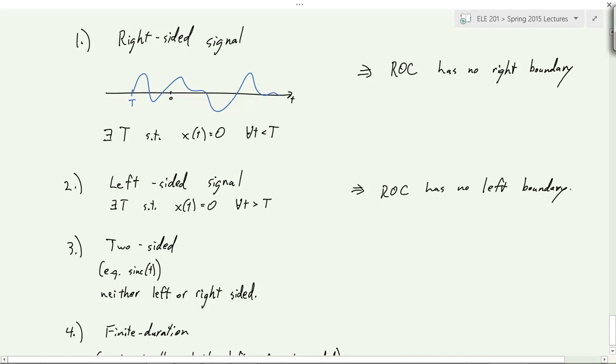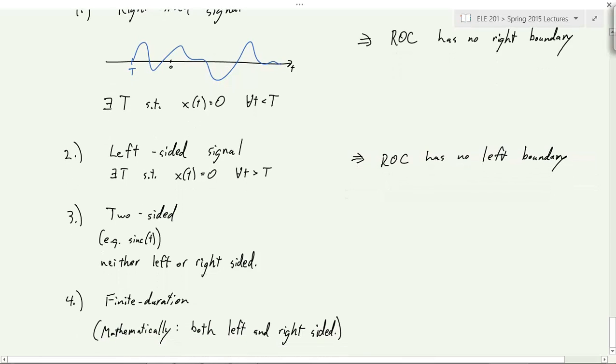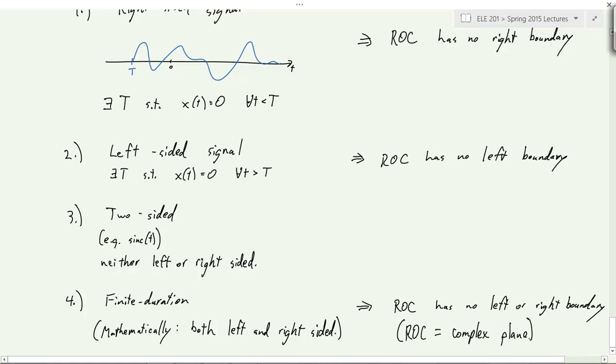And then, of course, finite duration must mean the combination of these two things, because mathematically it means they're both true. So the ROC has no left or right boundary. Well, what's left? If it has no left or right boundary, it's the whole plane, or nothing. Like we said, it could be nothing, but it's usually going to be the whole complex plane. So then what about two-sided? Two-sided just means we have nothing to say about the region of convergence. It could have boundaries, it could not. It often will have both boundaries, but we can't say for sure just because it's two-sided.